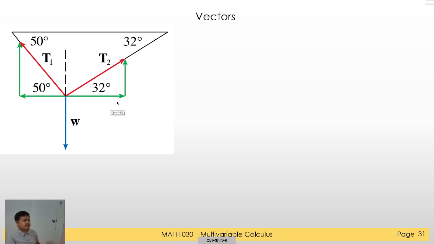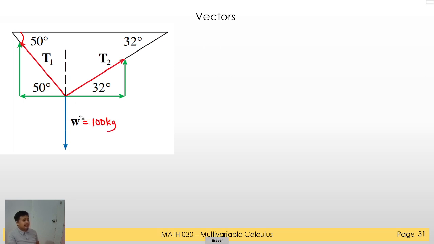Utilizing vectors and the rule in geometry, since this is 50 degrees, if we extend the line here, this will also be 50 degrees, and we can find the components of our vectors. We have T1 as our first vector, with a component in X and a component in Y. For T2, that will yield the same thing. This angle is 32 degrees, so the angle here will also be 32 degrees. Therefore the X here and the Y here are the components of this T2. And then we have the weight, which is 100 kilograms.